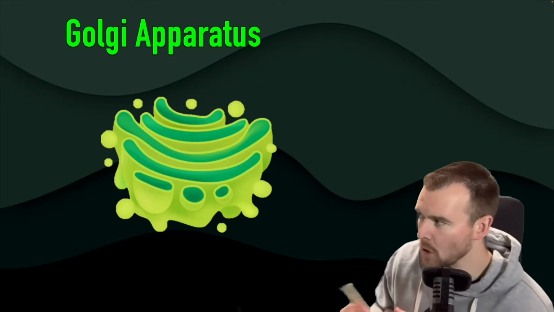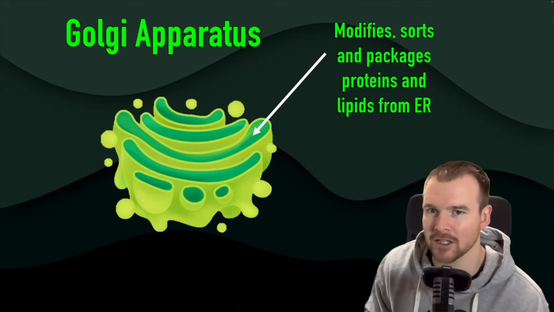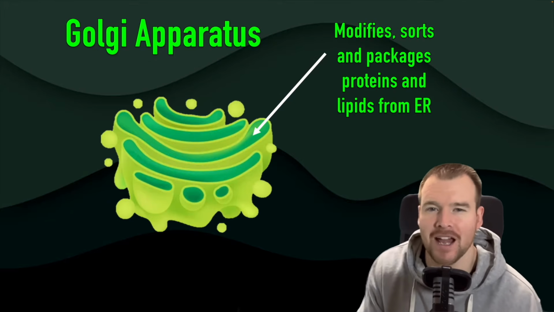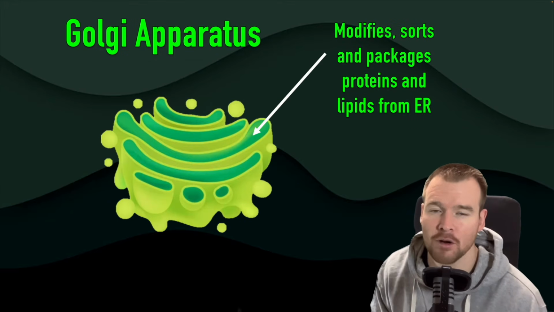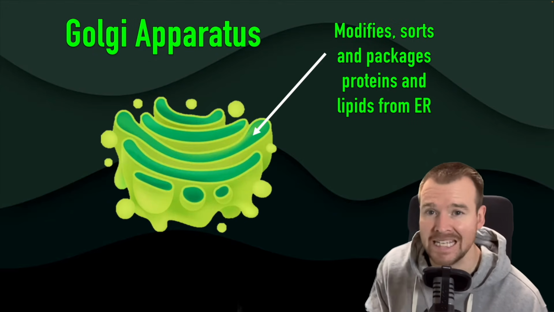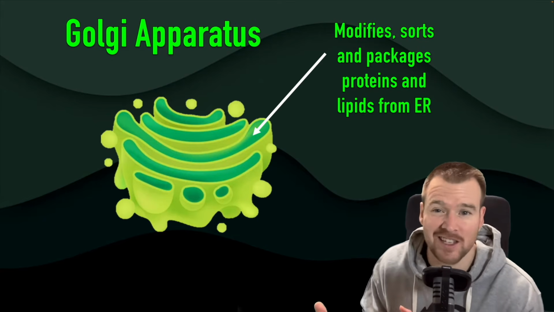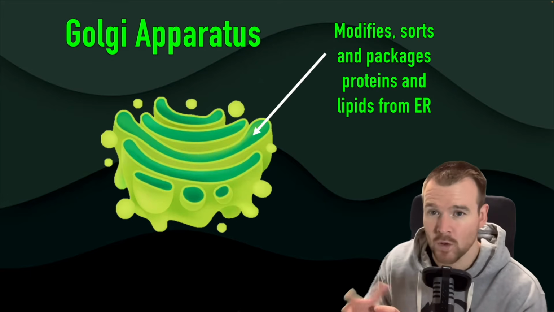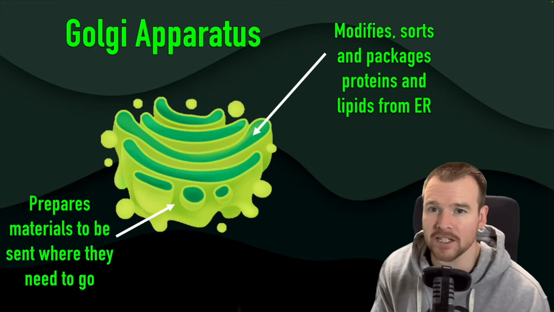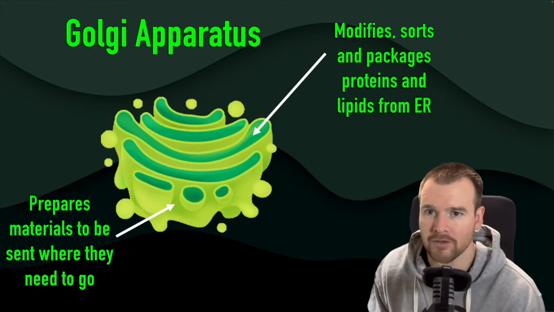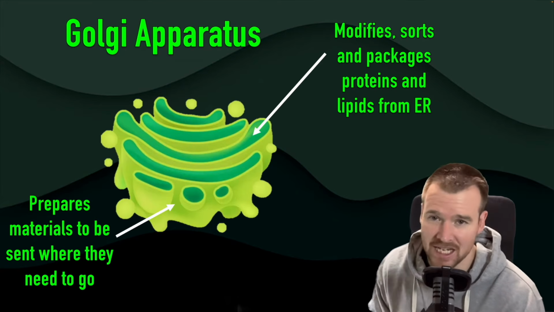Next up, we have the Golgi apparatus, another squiggly looking thing. The Golgi apparatus modifies, sorts, and packages proteins and lipids from the ER, which is the endoplasmic reticulum that we just covered. So it takes all that stuff that it built, it's going to package it, sort it, and send it where it needs to go. So it's kind of in control of distribution of what was made in the endoplasmic reticulum.